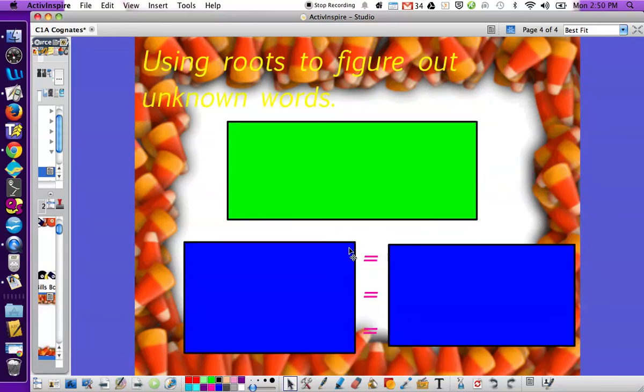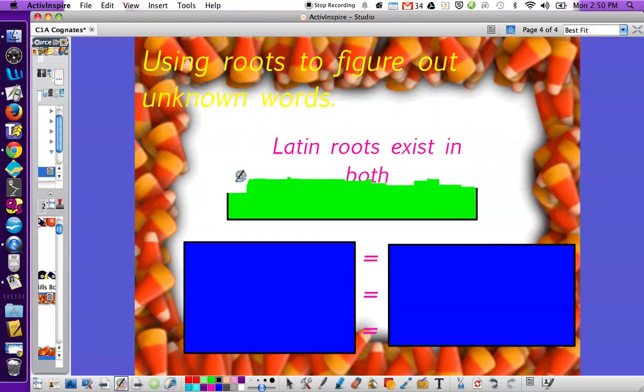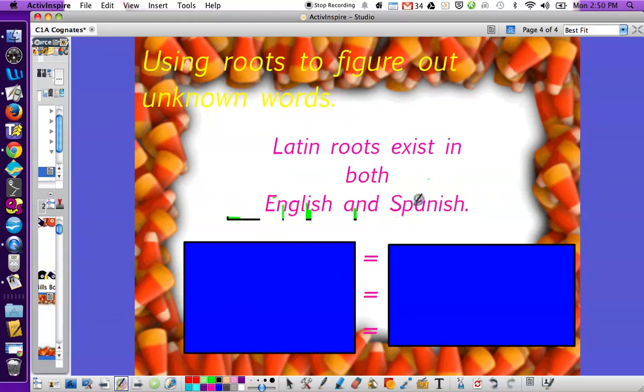We can also use root words that we know in English in order to figure out unknown words in Spanish when we're reading or listening. Spanish is based off of the extinct language Latin. So is English to some extent. English kind of mixes. But there are Latin roots in both English and Spanish, and if you know those Latin roots, they can help you figure out what the word means in English.